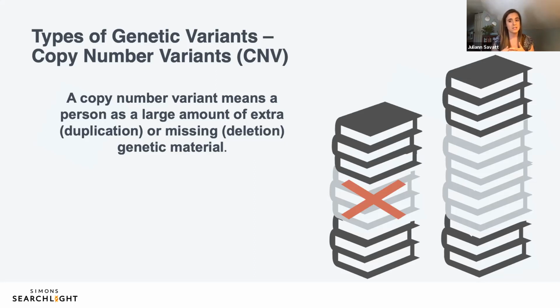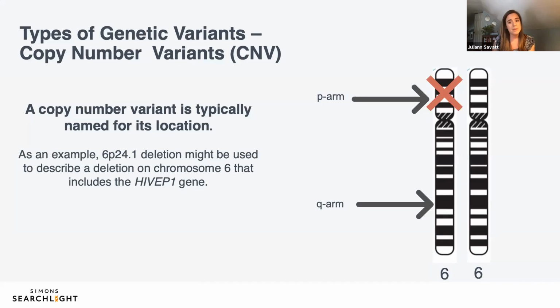So if we think about our genetic material, our DNA, being a shelf of instruction manuals, a copy number variant is almost like a person is missing books or has extra books within their DNA, their genetic material. Copy number variants are typically named for their location, or where they are along those chromosomes. For an example, we might see a report that says 6p24.1 deletion. This helps us know where in a person's genetic material this missing piece of DNA is.